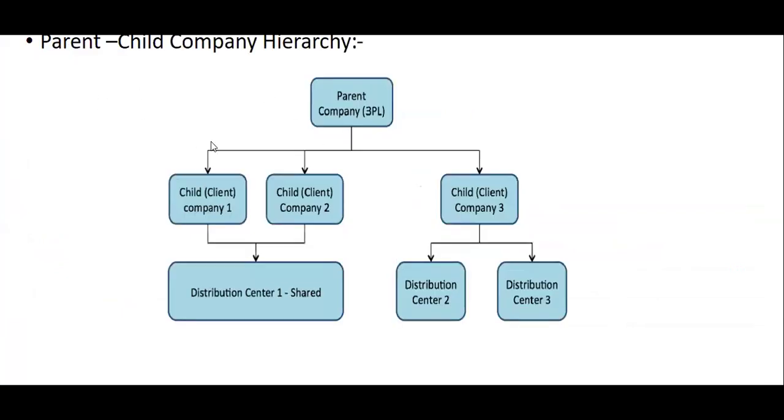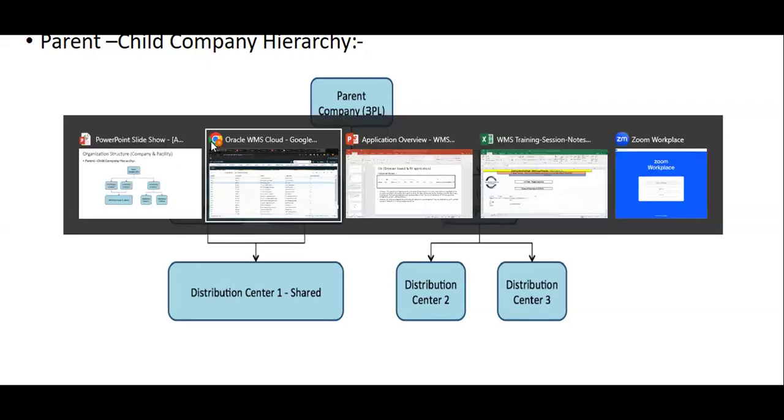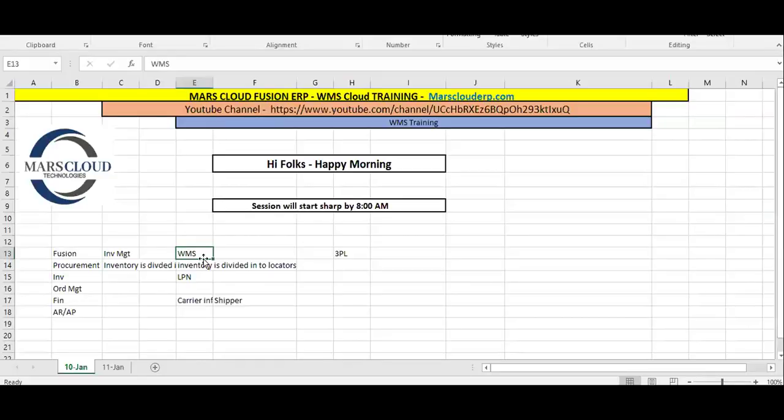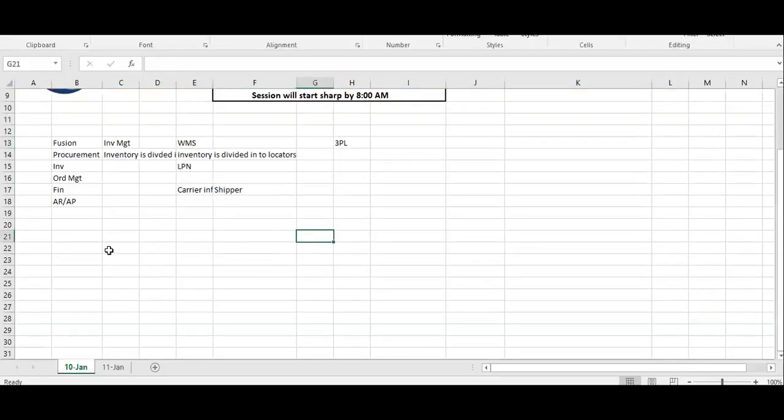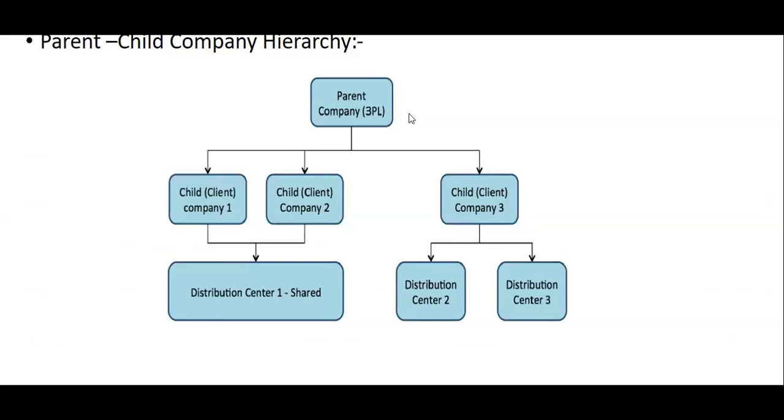Okay, we'll go to org structure. This is an important and fundamental thing in WMS, because this is your business structure; you will be creating and configuring a business structure. As I discussed earlier, we have three kinds of things here in WMS. One we call the parent company, second is the child company, and third is your facilities, which we also call distribution centers.